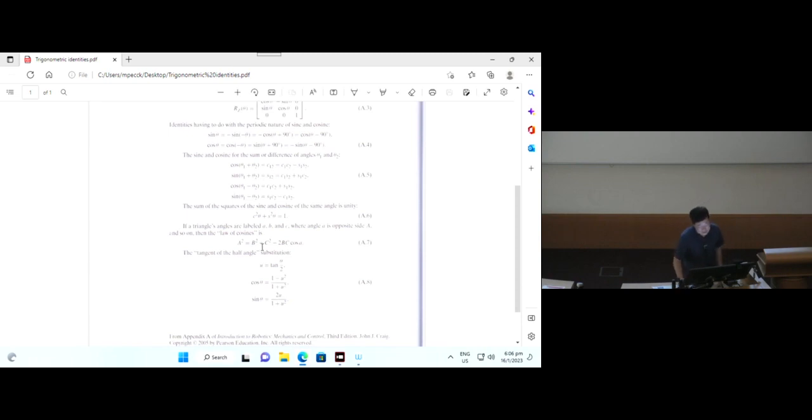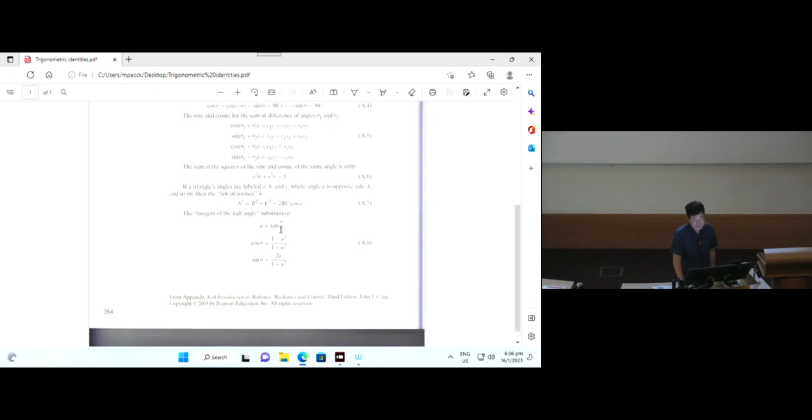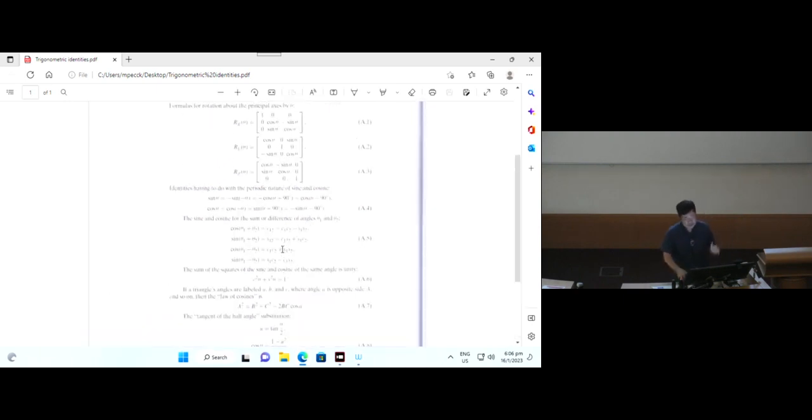You also have another identity: cosine square theta plus sine square theta equals 1. Okay? So this is trigonometry, and please take a quick look after the lesson.